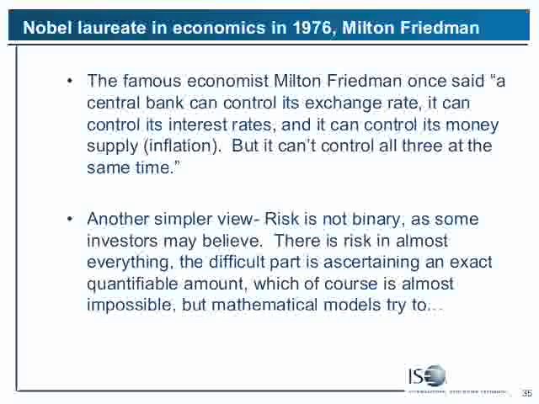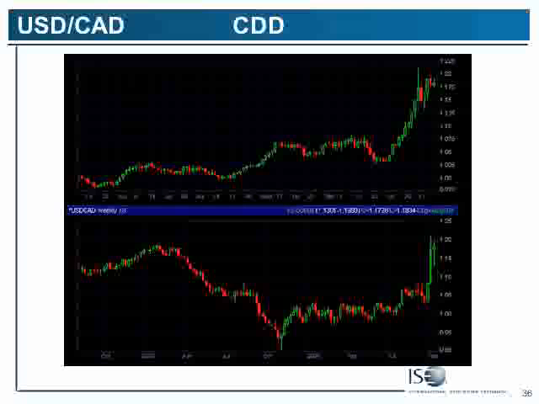So, another simpler view: risk is not binary, as some investors may believe. There's risk in almost everything. The difficult part is ascertaining an exact quantifiable amount, which of course is almost impossible, but mathematical models try to do that. So here's a recent chart, and if you look at the top pane, you're going to look at the CDD. These are not multiplied by 100, but of course we're trading the exchange rate multiplied by 100. And of our six, the only one we don't multiply by 100 is the yen. If you look at dollar, Canadian dollar, what we're seeing in the top pane is obviously a bull trend. So the dollar is strong.